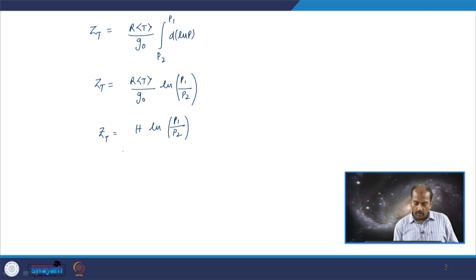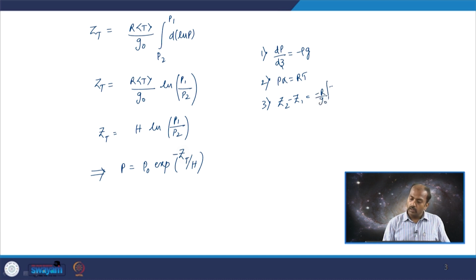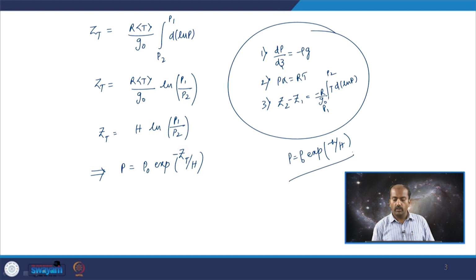As a result, you can summarize this as P is equal to P naught times exponential of minus ZT by H, right. So, it naturally follows that the approximation of the hydrostatic equilibrium along with the geopotential, we have combined these three equations. So, dP over dz is equal to minus rho g. The second equation is P alpha is equal to RT. The third equation is Z2 minus Z1 is equal to minus R times mean temperature by g naught into ln P1 to P2. So, combining these three equations, we have been able to realize that the pressure will indeed still be valid to have this exponential behavior, right.